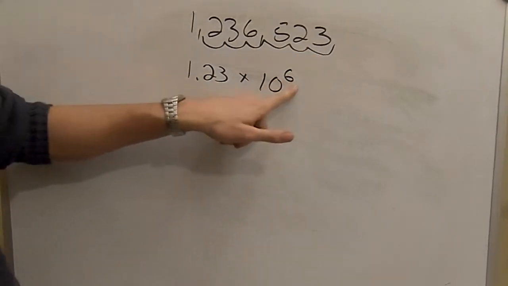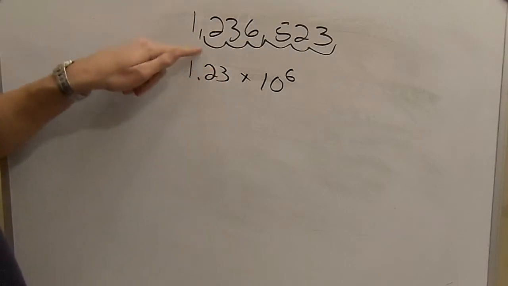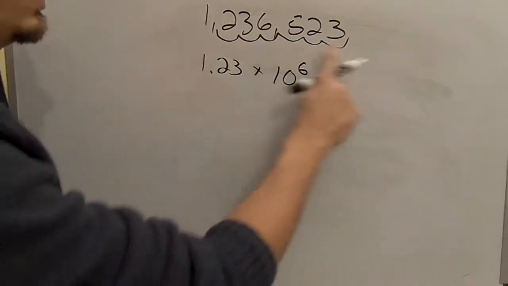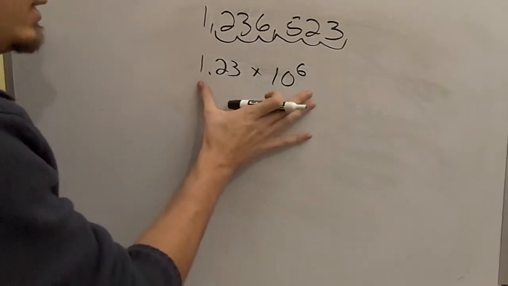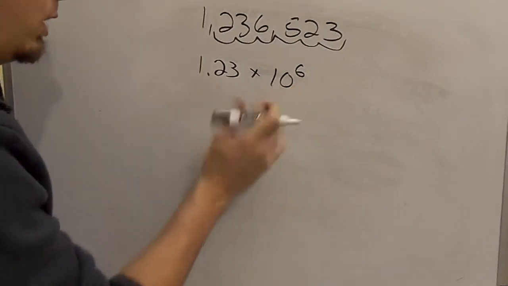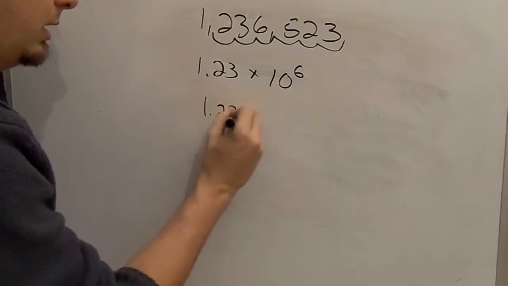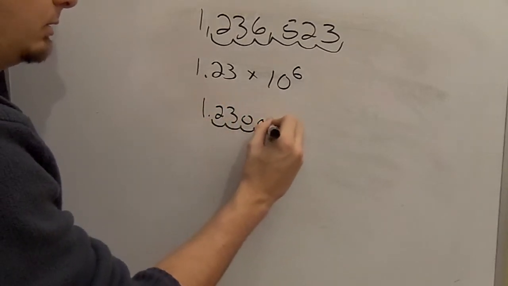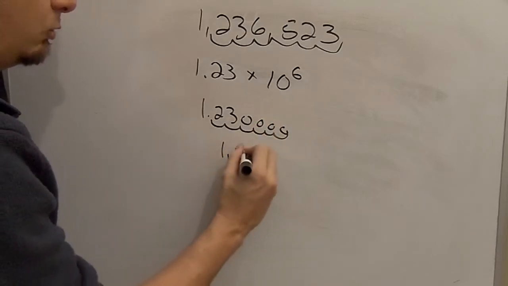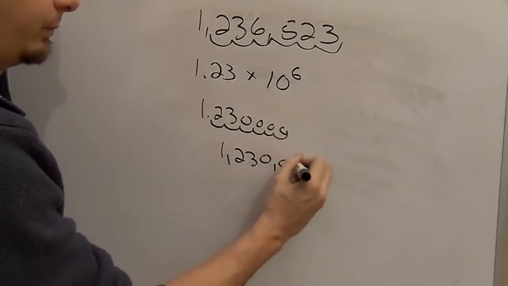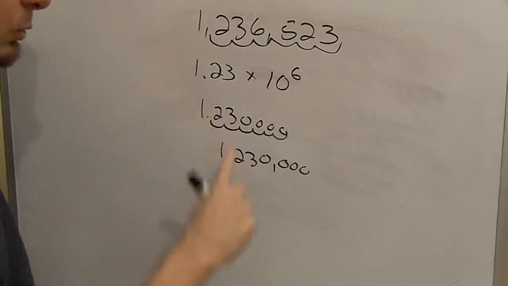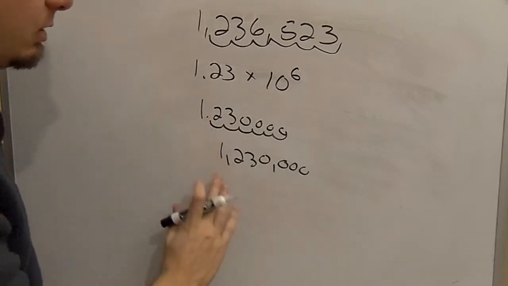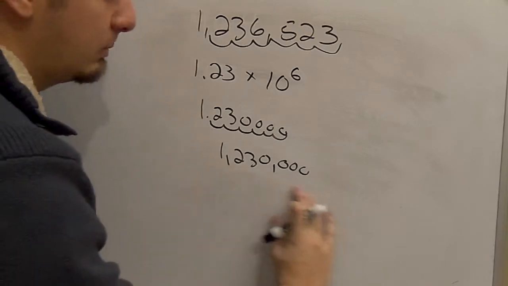Because 10 to the 6th power, when multiplied by 1.23, will move that decimal back to the right 6 spaces, so it ends up where it started. So if I were to write this out in what's called expanded form, I would take the 1.23, move that decimal 6 spaces, fill the blanks with zeros, and I would get 1,230,000.